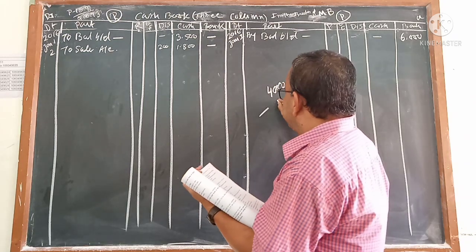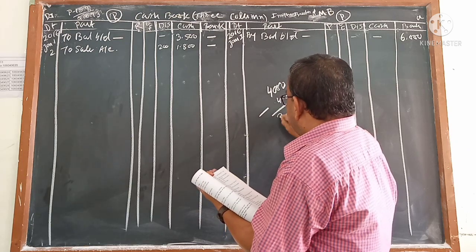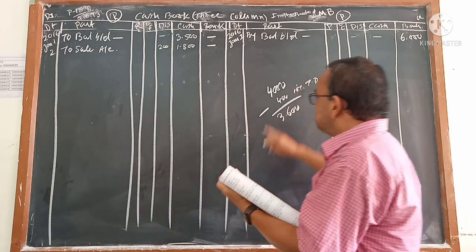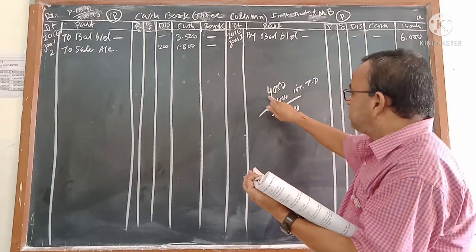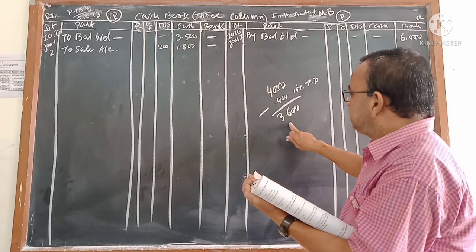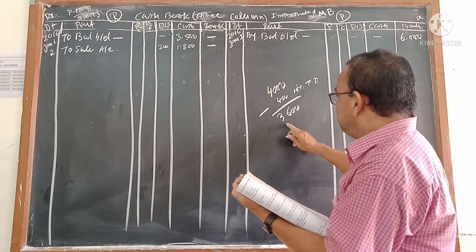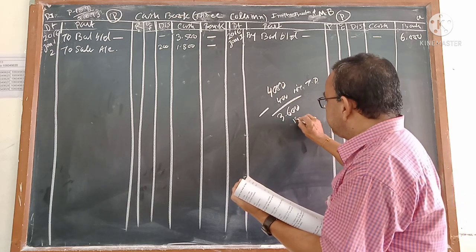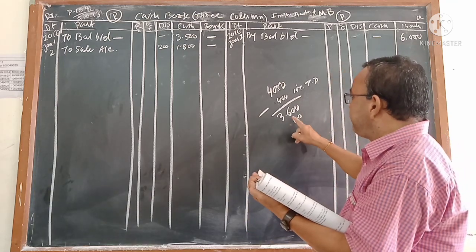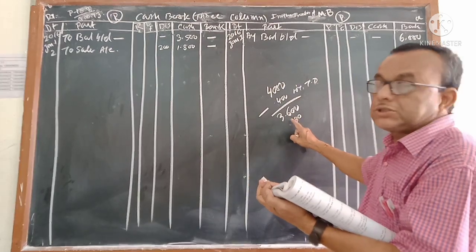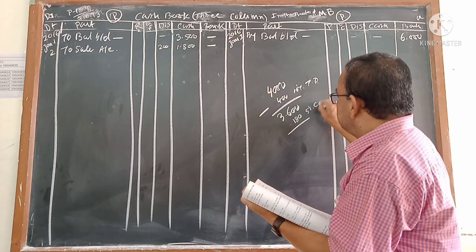Out of that, first you deduct 10% TD. 10% of 4000 comes 400, which you deduct, and that comes 3600. Again 5% you will get as cash discount. So 360 is the 10%, half of that is 180. So 180 is the 5% of CD.